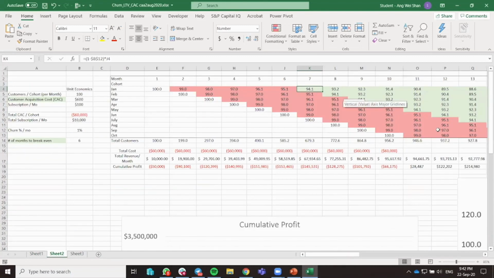Okay, so let us see, on month 11, how many of our cohorts are actually profitable?